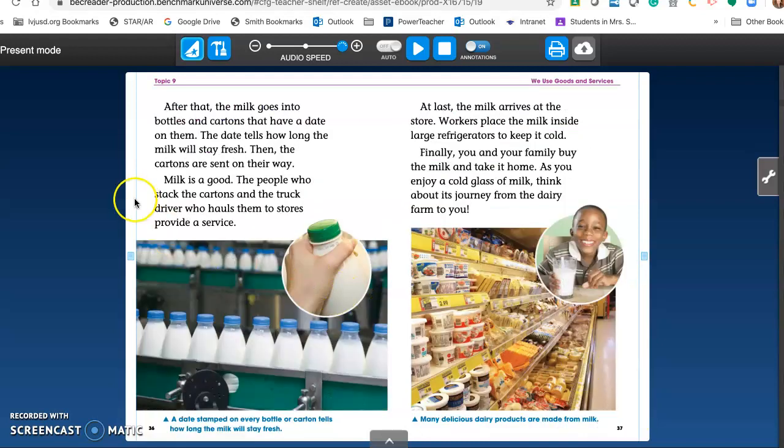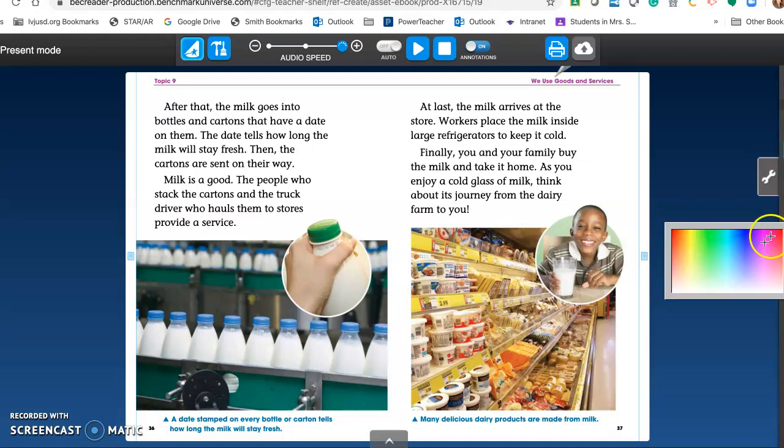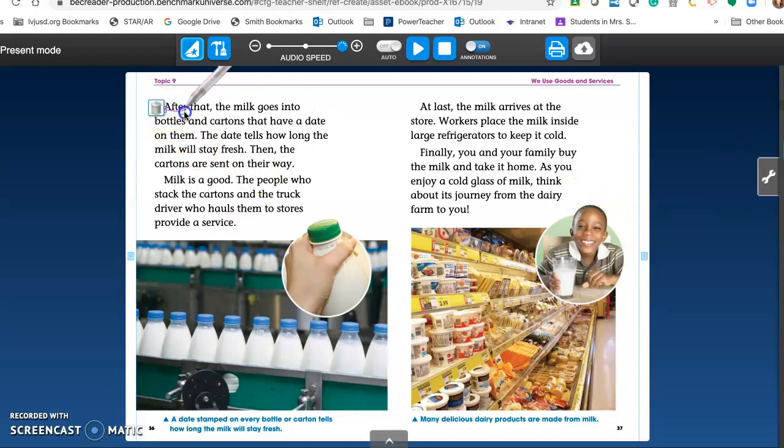After that, the milk goes into bottles and cartons that have a date on them. After that is another signal word that tells me a new step is happening in the process. The milk goes into bottles and cartons that have a date on them. The date tells how long the milk will stay fresh.